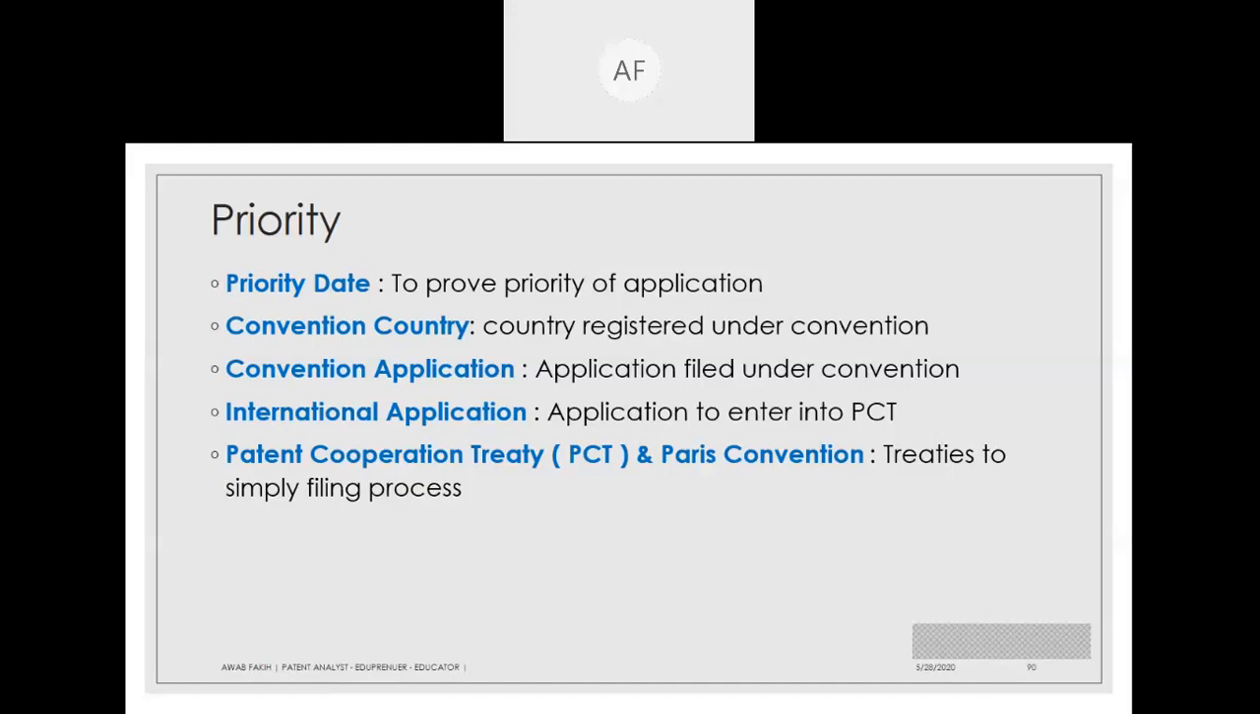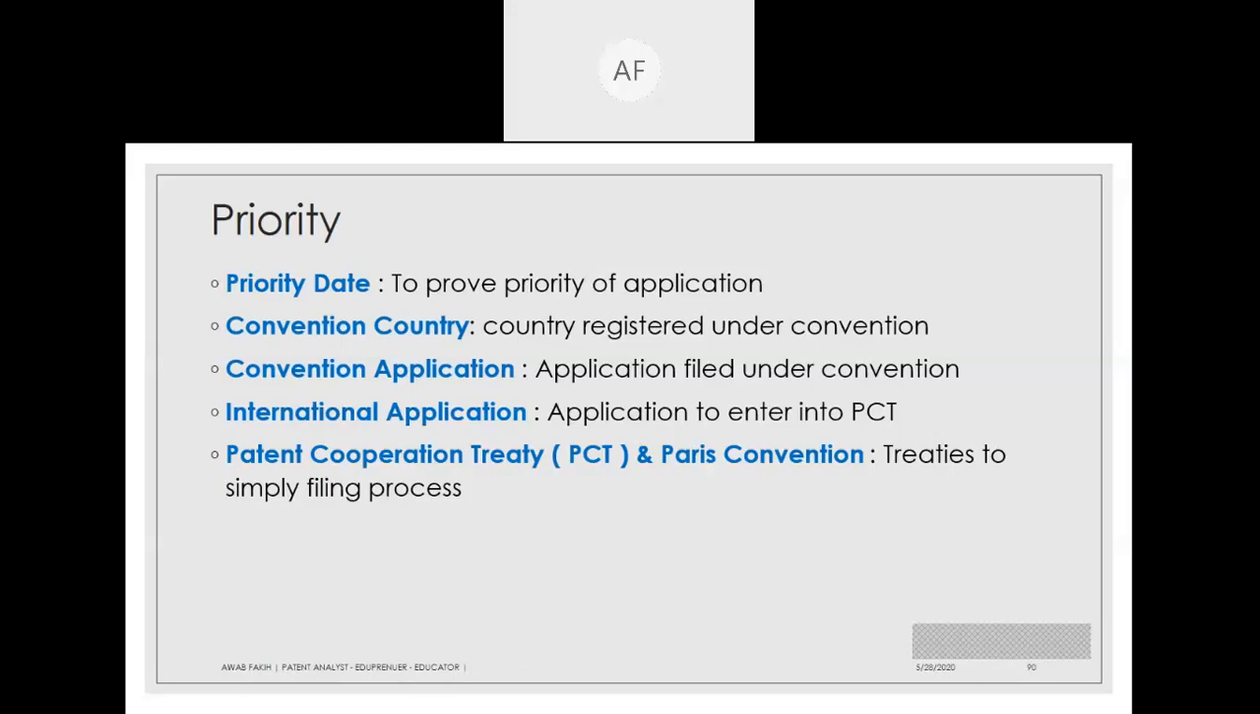Now, let me tell you one thing, my dear friends. There is no procedure as yet where, with a single application, you can get a patent in all the countries. There is no such application as of now. So there are two things. One is that you can go with the convention group, which I'll tell you about further. The second is that for whichever country you want a patent in, where you want to do business, you have to file a separate application for that particular country. There is no single application where you can get a patent for all the countries. Nothing like that as of now.